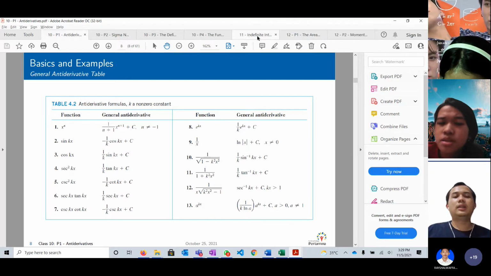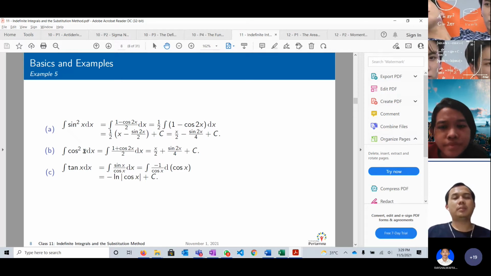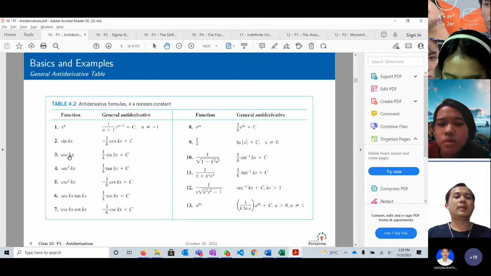Makanya kenapa di trigonometri yang kuadrat atau yang pangkat lebih dari itu, ya, pangkat 3, pangkat 4, pangkat 5 dan seterusnya juga, kita selalu coba ubah sampai pangkatnya habis. Sampai pangkatnya jadi pangkat 1. Sehingga kita bisa terapkan ini, ya.